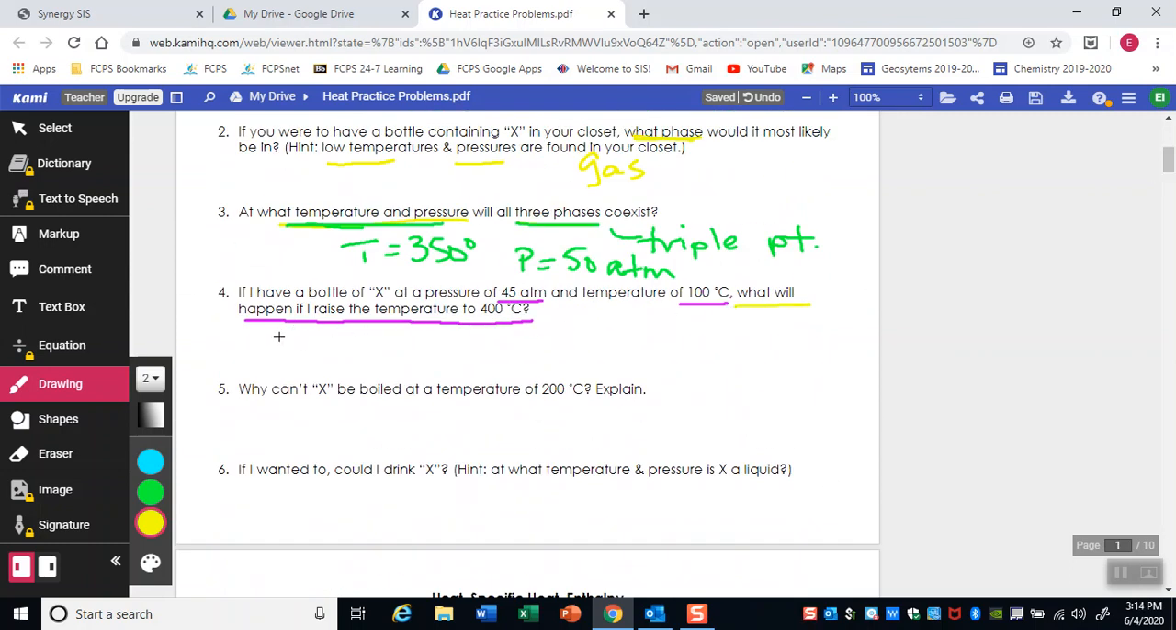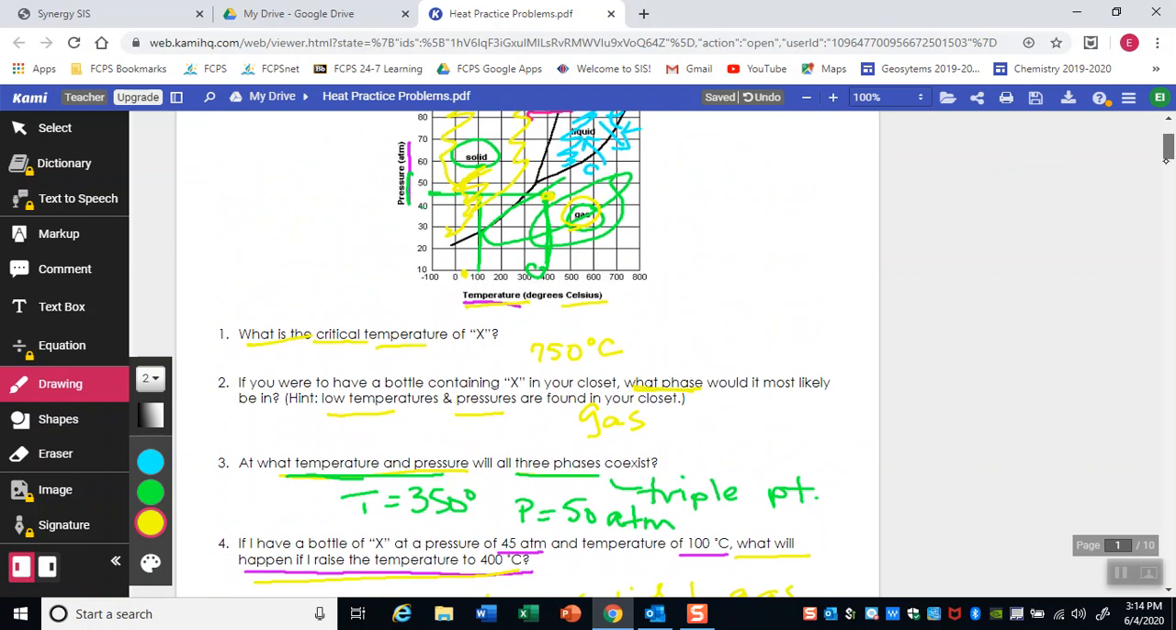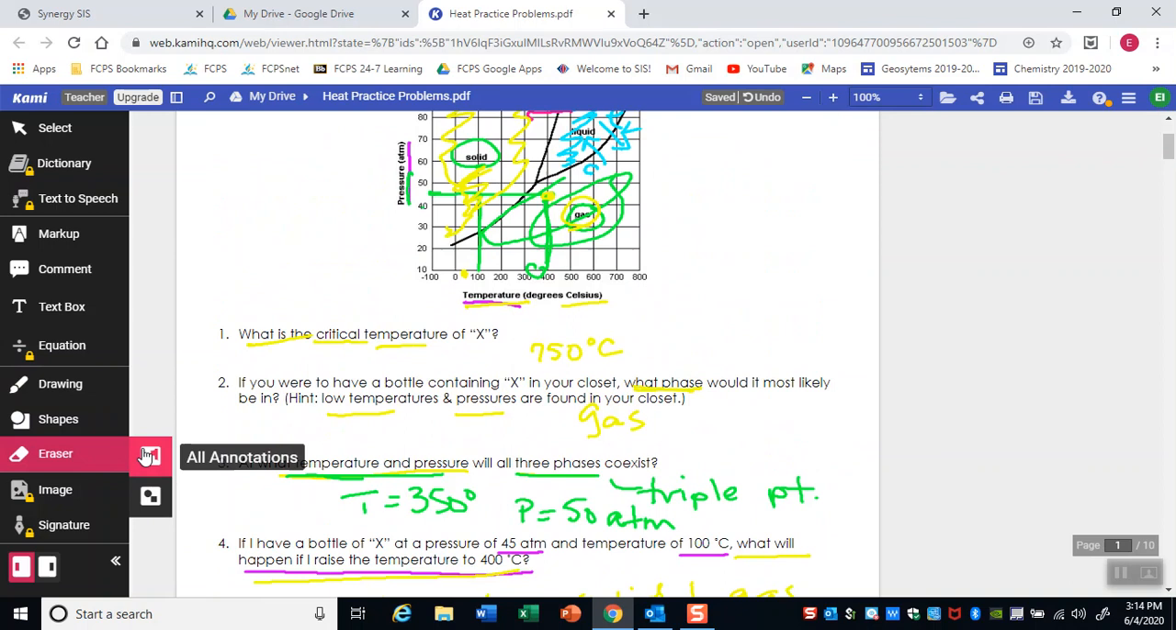So it says, what will happen if I raise the temperature to 400? Okay, it goes from solid to gas. All right, so now it says, why can't X be boiled at a temperature of 200 degrees Celsius? So let's look at what's happening here, and I've made a big mess. Let me see if I can erase all this. All right, so if we have a temperature of 200, what's happening?